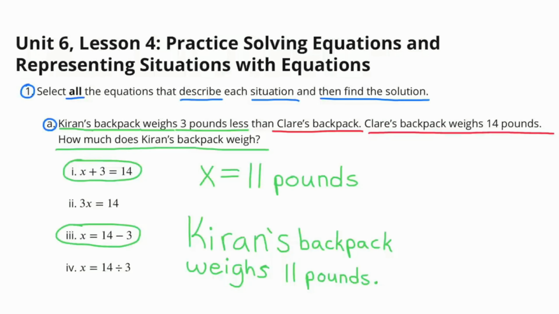A. Karen's backpack weighs 3 pounds less than Claire's backpack. Claire's backpack weighs 14 pounds. How much does Karen's backpack weigh? I chose 1, x plus 3 equals 14, and 3, x equals 14 minus 3. X equals 11 pounds. Karen's backpack weighs 11 pounds.